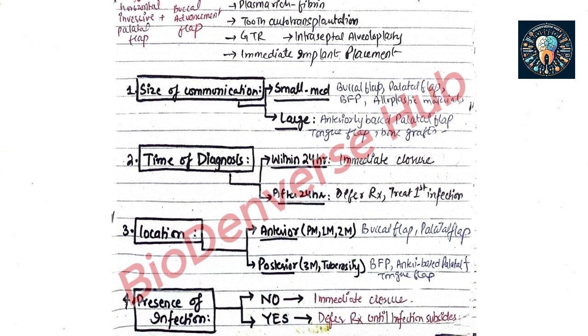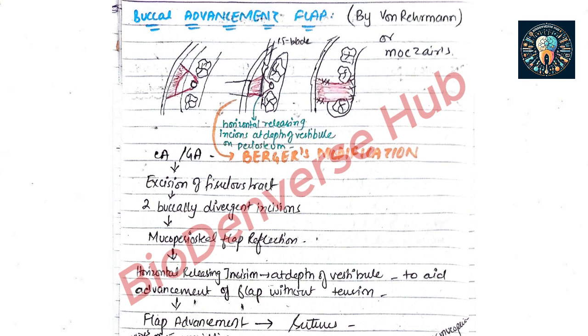Now we will be discussing the flaps and the techniques in a bit more detail. First of all, let us study the buccal advancement flap that was given by von Rehrmann or Moczar. In that procedure, we need to give the patient local anesthesia or general anesthesia depending upon the situation. Then we need to excise the fistulous tract, and after the excision, we make two buccally divergent incisions. After that, the mucoperiosteal flap reflection is done. Now the horizontal releasing incision at the depth of the vestibule is also given to aid in the advancement of the flap without tension.